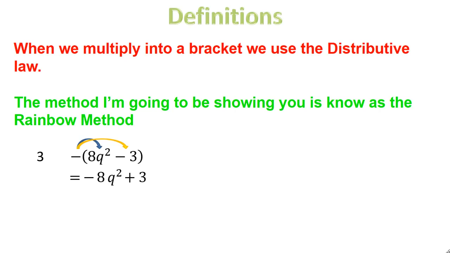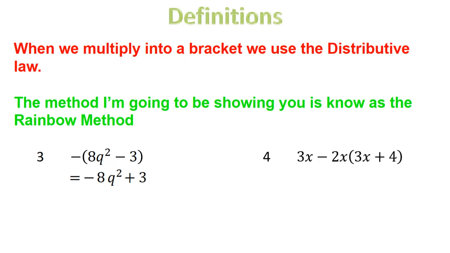Notice when I distribute just a negative into the bracket, my positives become negative and my negatives become positive. 8q squared becomes negative 8q squared, and negative 3 becomes positive 3. Let's look at our next example.